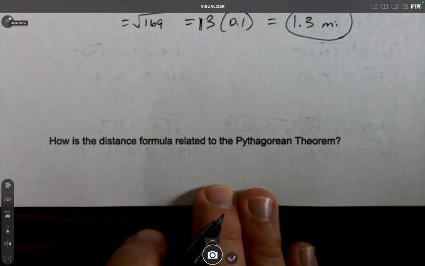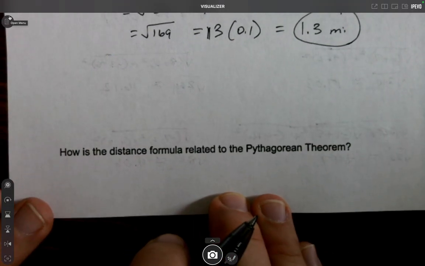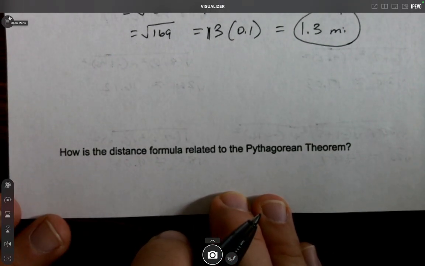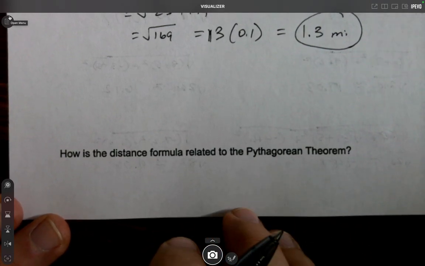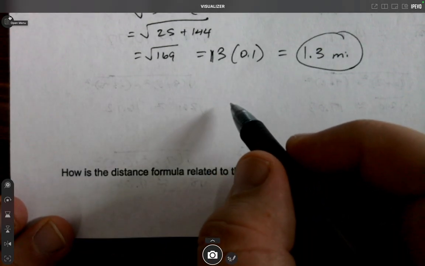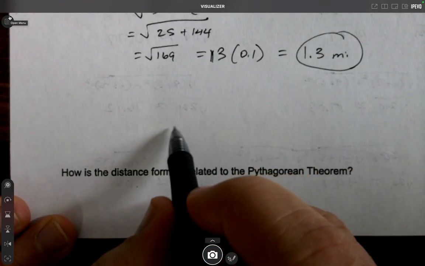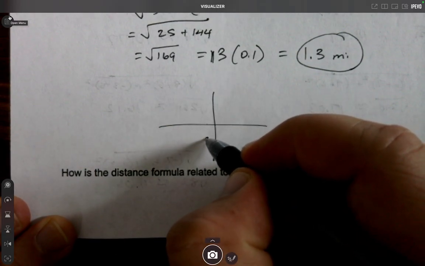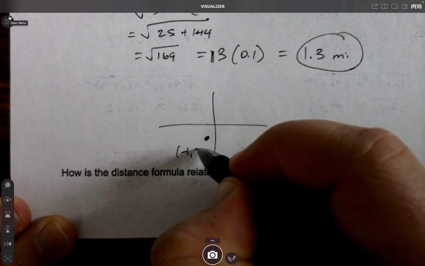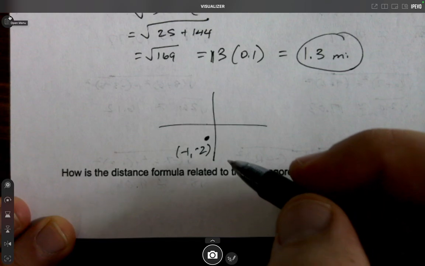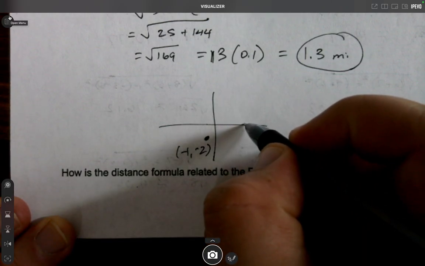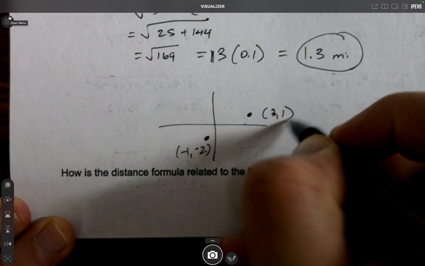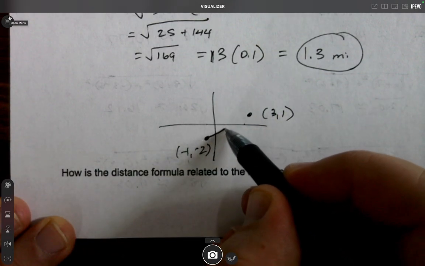Okay, last thing I want to talk about. How is the distance formula related to the Pythagorean theorem? Believe it or not, they're actually pretty much the same equation. Now this one has a little more work to it, but I'm going to try to show you how that's true. Let's say I'll just make the point (-1, -2). I'm not going to solve this, I'm just trying to give you an illustration. I'll give the point (3, 1). So we find the distance from there to there.